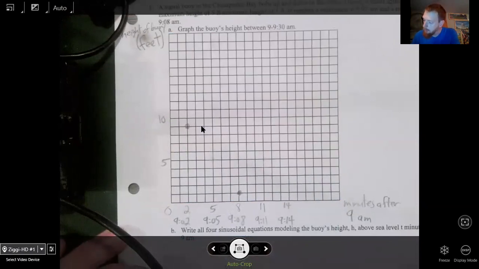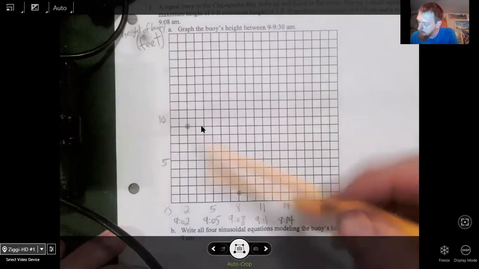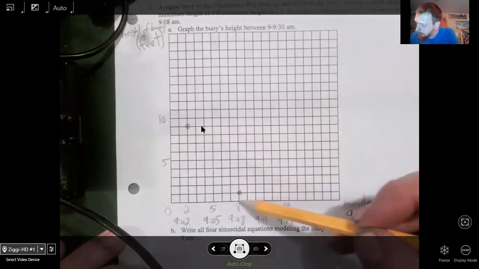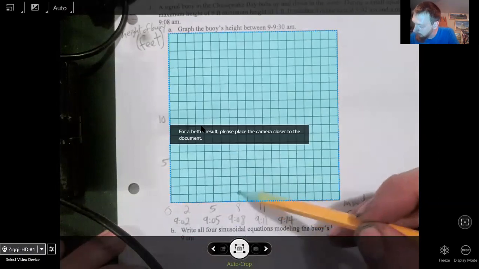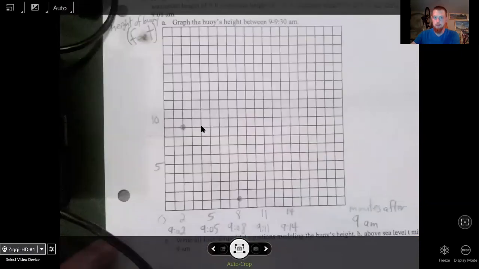So let's see. At 9:02 a.m., it's reaching a maximum height of 9 feet. And at 9:08, it's got a minimum height of 1 foot. I'm sorry about the document camera, y'all. I'm going to try to move that around as little as possible.